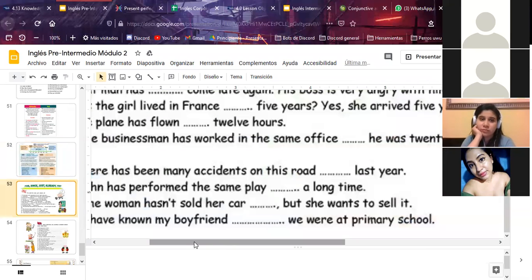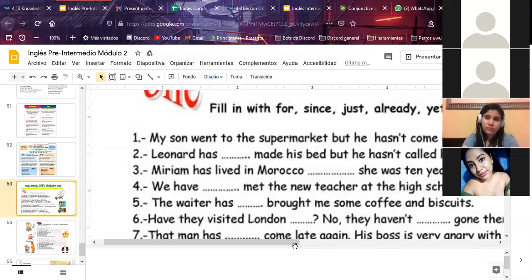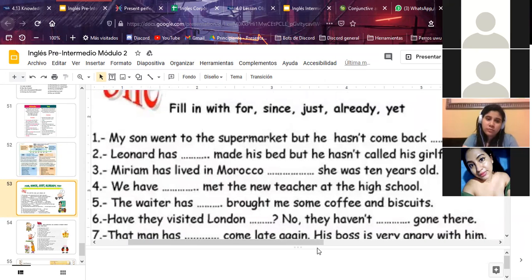Of course, since there are no questions, we are going to practice. You are going to tell me what we are going to use with each sentence. Number one, for example, says, my son went to the supermarket, but he hasn't come back. Yet. Very good. Number two. Leonard has already made his bed, but he hasn't called his girlfriend yet. Very good. Perfect.